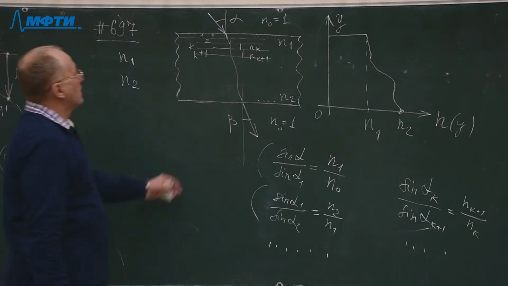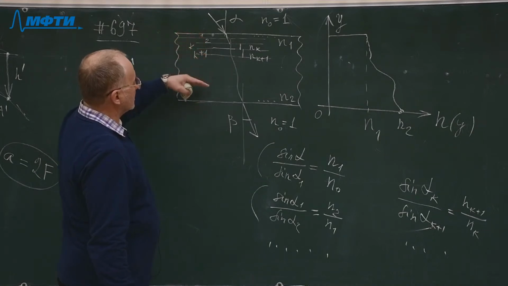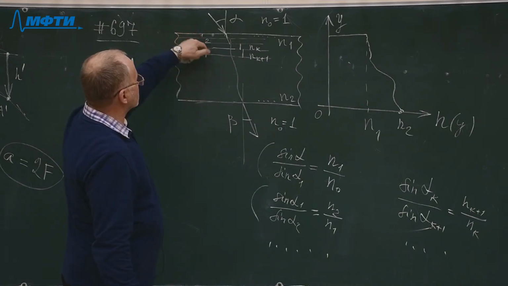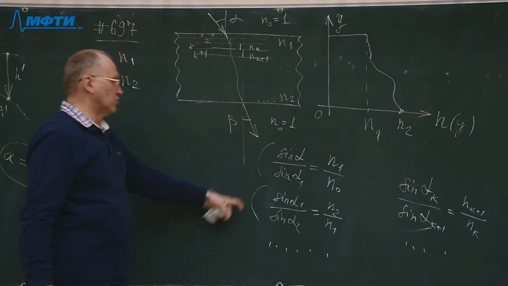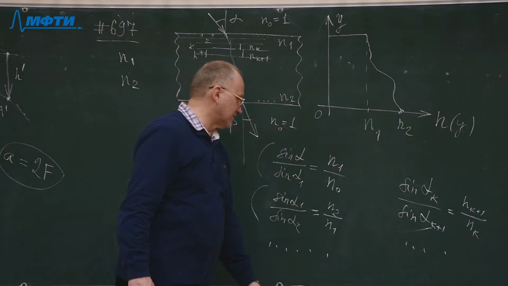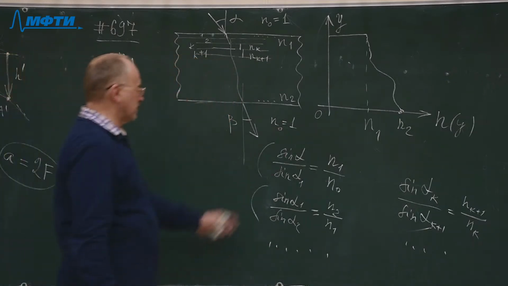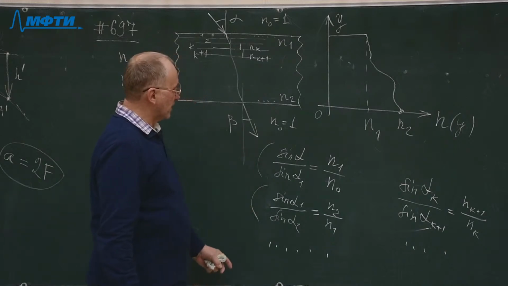So we have divided the glass plate into small, very thin layers, and for each two layers we use Snell's law. Now if we add all these equations together, no, don't add, we multiply these equations. So we multiply the first equation by the second equation.